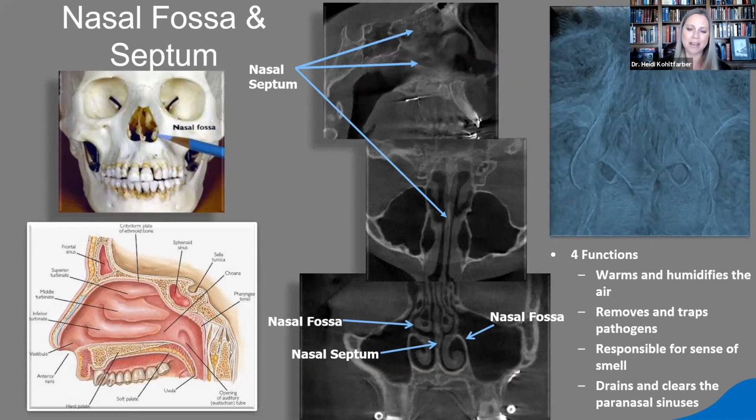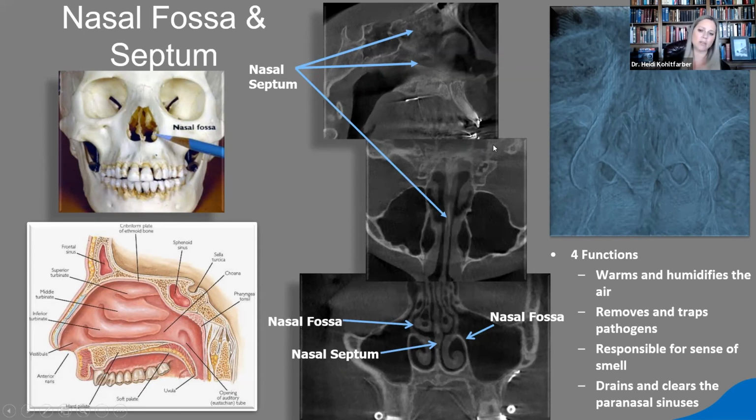So starting with our nasal fossa and septum, because I think working our way all the way through the airway space kind of makes a little bit more sense to me. Hopefully it does to you too. But of course, we have our nasal fossa. See it very nicely here. We've got the lateral cortical borders of that nasal fossa. And we have our nasal septum. So we have kind of a bony and cartilaginous nasal septum.